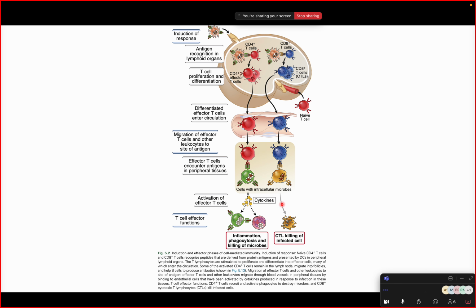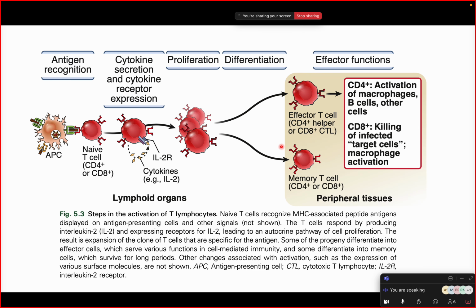If it is the case of a CD8 positive T cell, what will happen? This CD8 positive T cell will directly kill the cell. It doesn't need any cytokines or any secondary mechanisms such as inflammation or phagocytosis. It will directly kill the cell which has been recognized by the differentiated CD8 positive T cell. Okay, this is the overall mechanism of cell mediated immunity, or T cell associated cell mediated immunity.